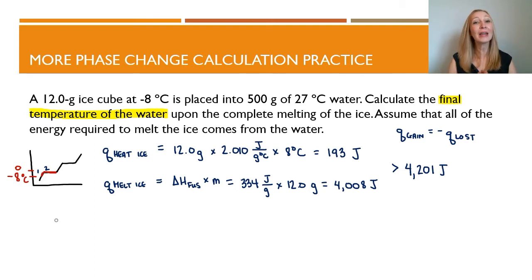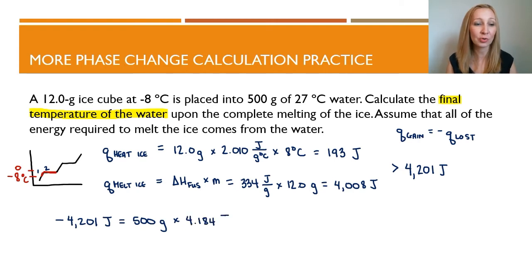So the amount of energy that the water lost was 4,201 joules. Now the mass of that water is 500 grams. The C, or the specific heat capacity for water, is 4.184 joules per gram degree Celsius. And we don't know the change in temperature of the water, we don't know the final, but we do know that the initial temperature of the water was 27 degrees Celsius. So this is our equation. This is how we're setting this up.